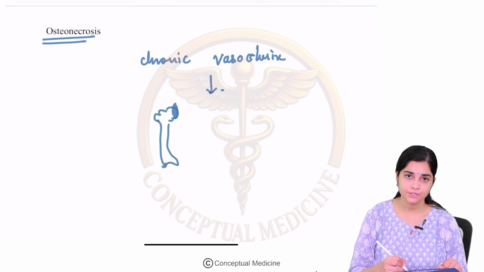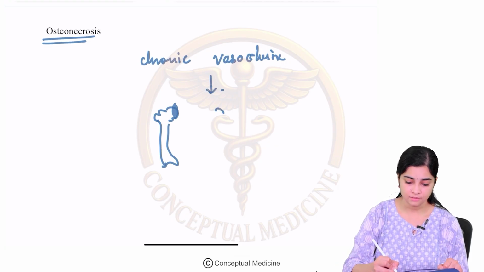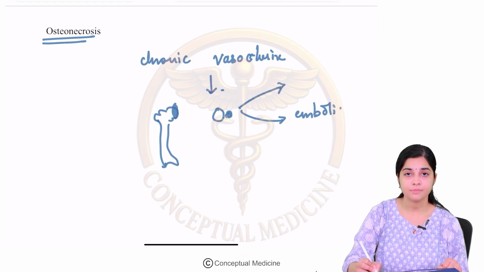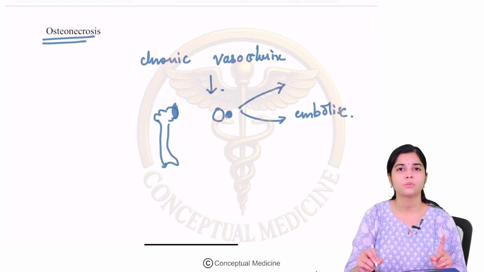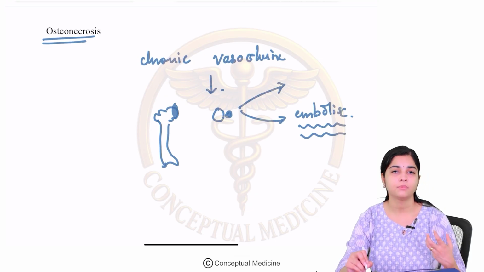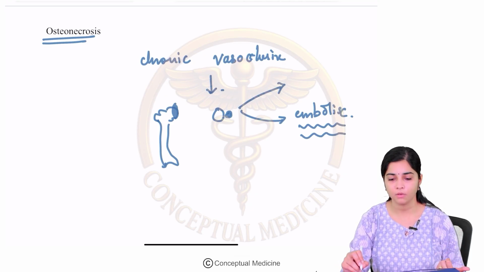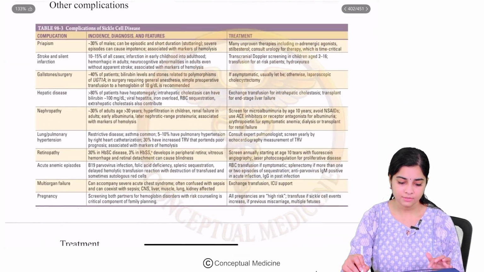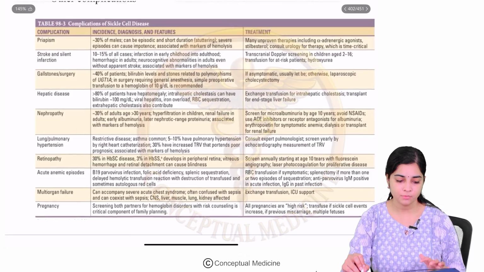Another dreaded complication of this osteonecrosis is that the bone spicules can get separated and they can embolize, right? So if a patient is presenting to you with acute chest syndrome with hypoxia, you may have to rule out an embolism of the osteonecrosis as well. Okay, so this is osteonecrosis. Then let us look at the other complications one by one.